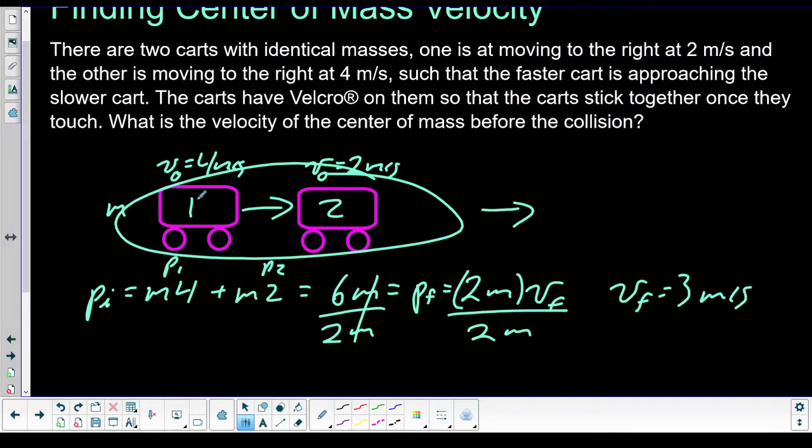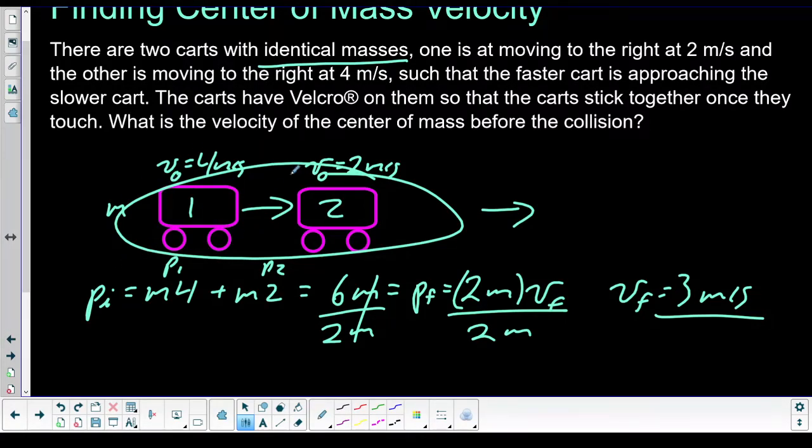Okay. Which makes sense. That's the average of these two, right? This one slows down a little. This one speeds up a little. They meet in the middle right at 3. Okay. If the masses were not identical, then it wouldn't be right in the middle. If this one was bigger, it'd be closer to 2. If this one was bigger, it'd be closer to 4.